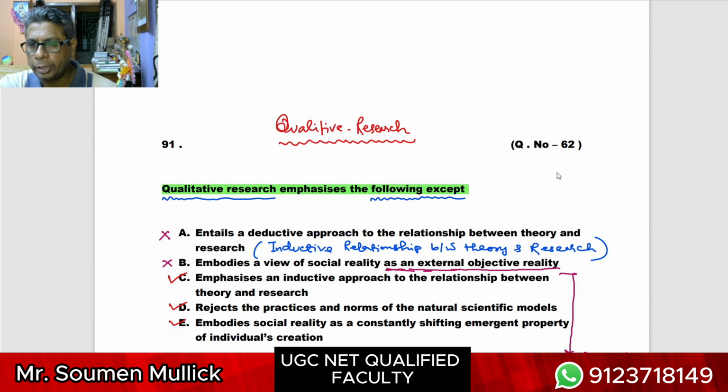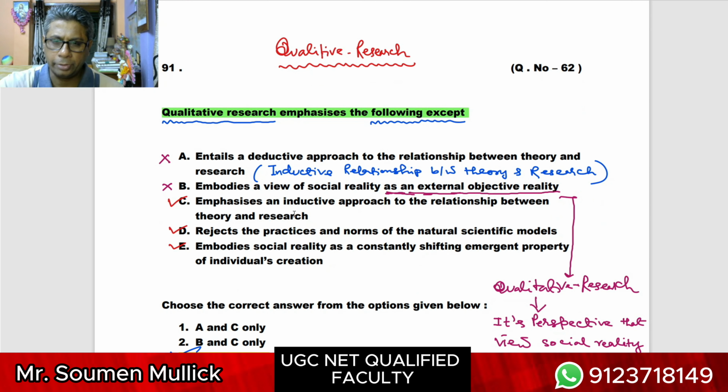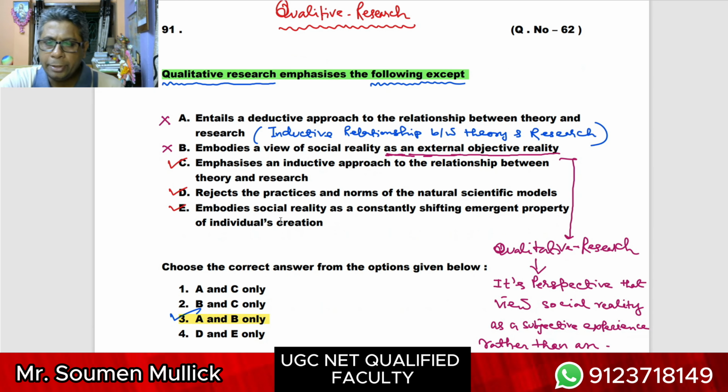Our next question, question number 62. This question is based on qualitative research. Qualitative research emphasizes the following except. So qualitative research emphasizes an inductive approach to the relationship between theory and research; that is the correct option. C is correct. D, reject the practice and norms of the natural scientific models, is true. Embodies the social reality as a constantly shifting emerging property of individual creation is true.